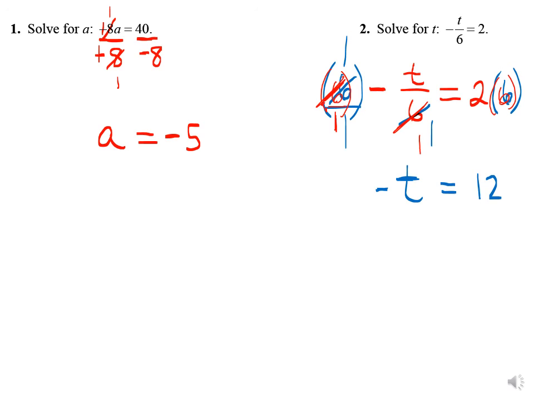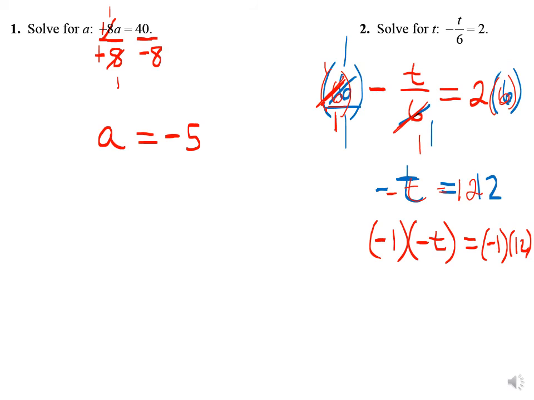Canceled, canceled. Awesome, I get one step closer here. This guy's now going to be negative t, and 6 times 2 is 12. Okay, good here? All right, now there's kind of 3 different choices here, depending on how you've been taught. So negative t is equal to 12.